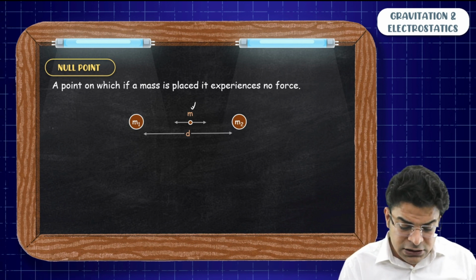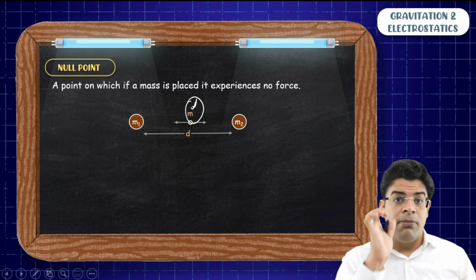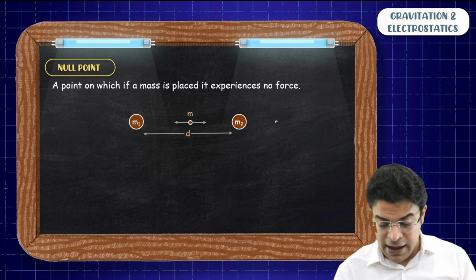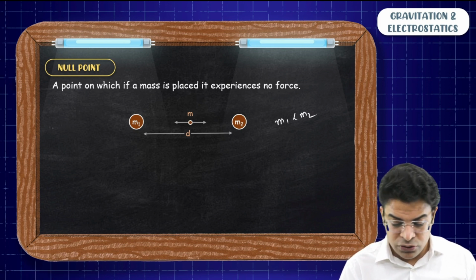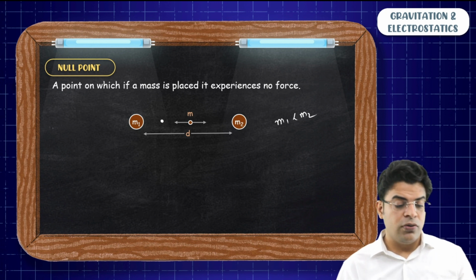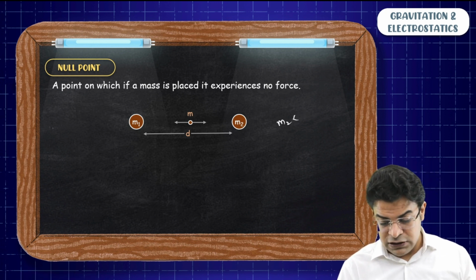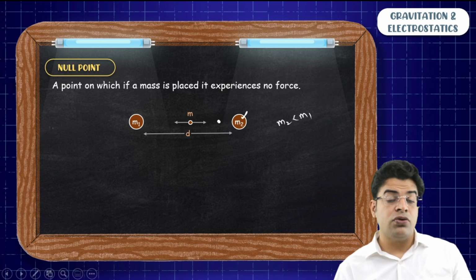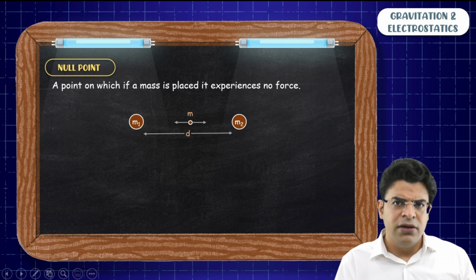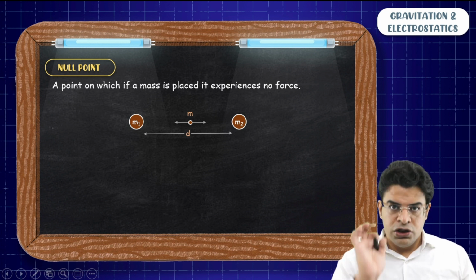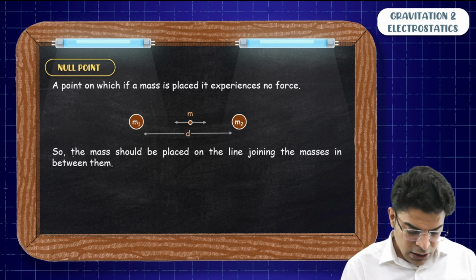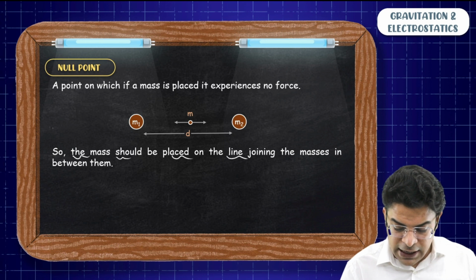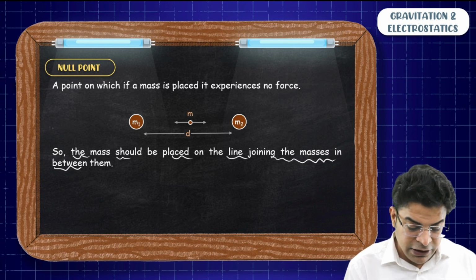But this mass should be placed closer to the mass of smaller magnitude. So if m1 is less than m2, then m should be placed closer to m1. If m2 is less than m1, m2 is smaller, then this mass m should be placed closer to m2. Why? We will get it from the formula. So the mass should be placed on the line joining the two masses, in between them.